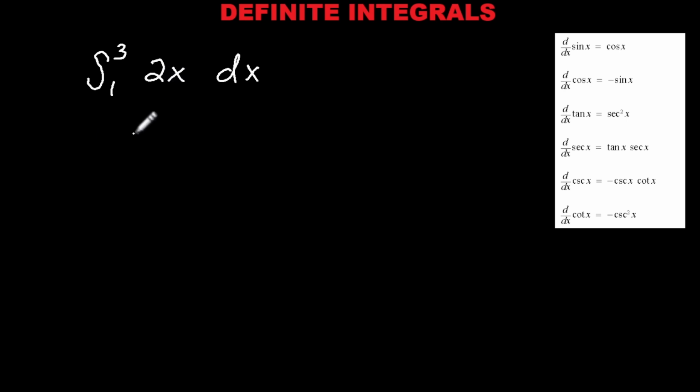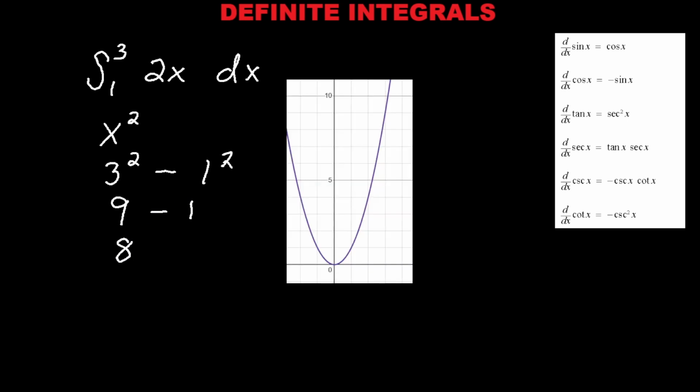To integrate 2x, I start with x, raise the power by 1, divide by that new power, and divide the 2's through, and what I get is just x squared. So now I want to evaluate x squared first at 3, so this would be 3 squared, minus x squared at 1, which is 1 squared. So 3 squared is 9 minus 1. My answer is 8.